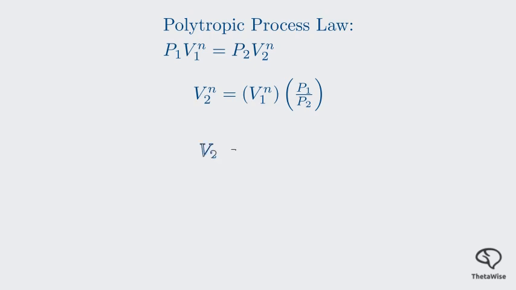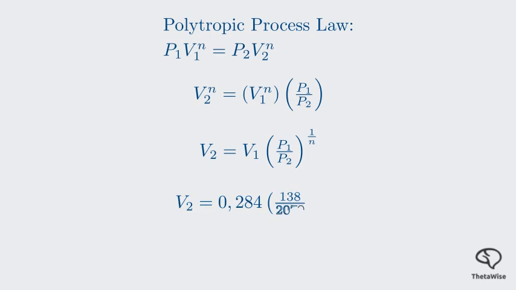The resulting formula for V2 is V1 times P1 divided by P2, all raised to the power of 1 over n. Now we can substitute the values we know into this equation. V2 equals our calculated V1 of 0.284 times the ratio of pressures 138 over 2070, raised to the power of 1 over 1.25.